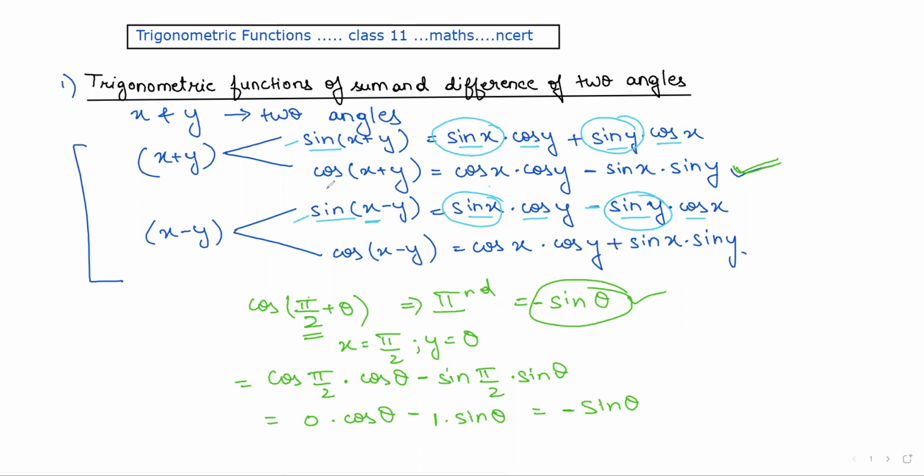For cos, we have cos x plus y, cos x, cos y. That means cos term plus on the left hand side means minus in the middle, and minus on the left hand side means plus in the middle. So cos term first, and second term is sine. So by correlation, by comparing a few formulas of the same type, you can memorize it better.